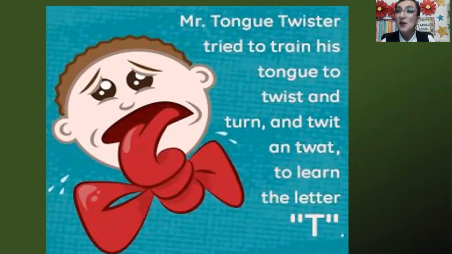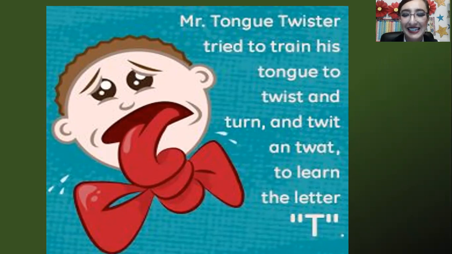Very well. Or for example, yes, you can have this. Mr. Tongue Twister tried to train his tongue to twist and turn and twist and twist to learn the letter T. The sound of the letter T.